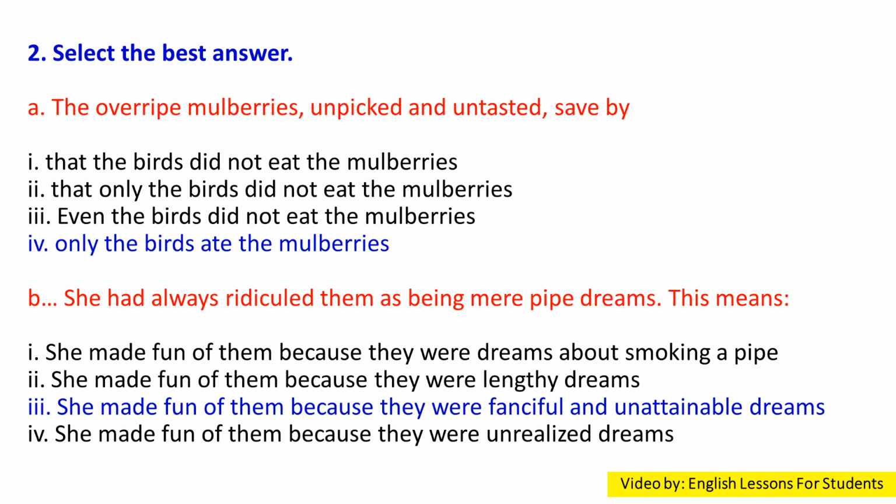B. She had always ridiculed them as being mere pipe dreams. This means: 1. She made fun of them because they were dreams about smoking a pipe. 2. She made fun of them because they were lengthy dreams. 3. She made fun of them because they were fanciful and unattainable dreams. 4. She made fun of them because they were unrealized dreams. The correct answer is: she made fun of them because they were fanciful and unattainable dreams.